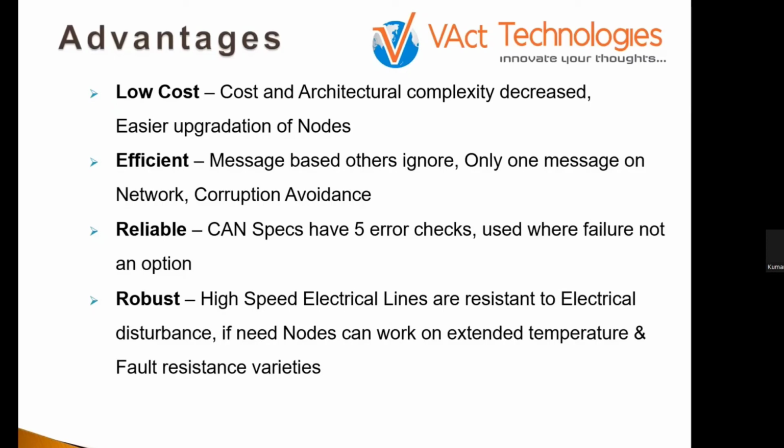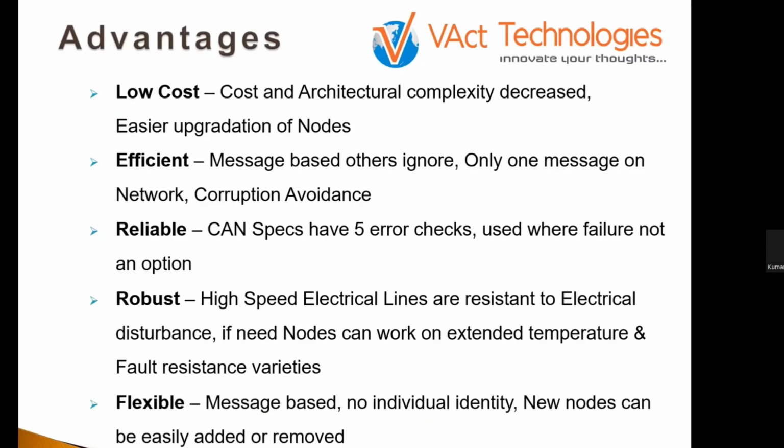So automotive components now come with higher temperature ratings, because it's not like you are only sitting in an AC in your car, but all these ECUs are working under extreme temperatures and extreme humidity and a lot of other factors. So it has to be robust. You can build a node, an ECU, using the CAN network. It can be used on extended temperature and also fault resistant varieties. If you need, you can develop fault resistant ECUs.